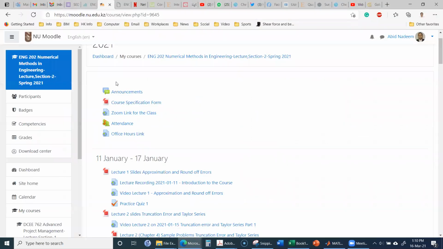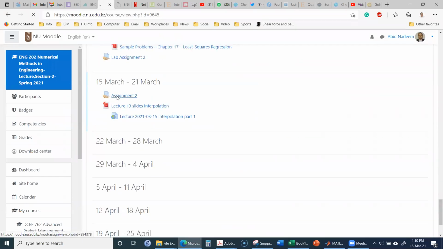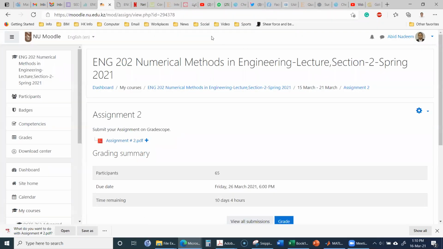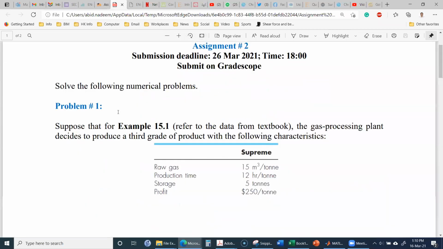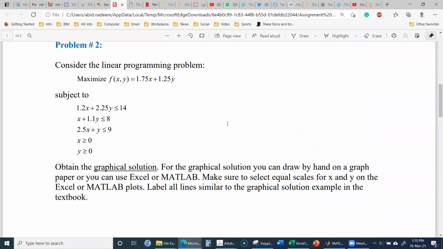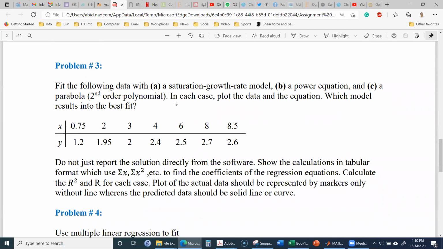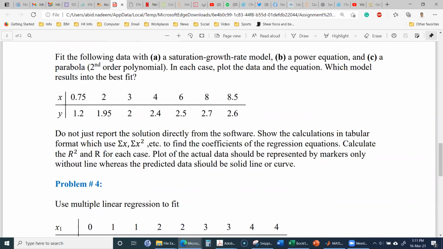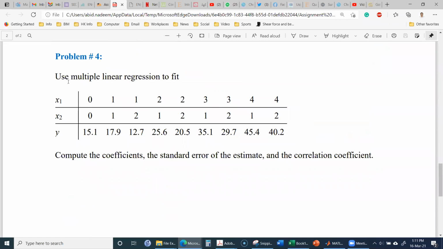Okay, so in your numeric assignment number two. Yeah, so this is the assignment number two. The first question is about linear programming. You have to show it with the simplex method, which means the manual method. The second problem is also linear programming, but you have to provide the graphical solution. You will not use the simplex method. And the third problem is the linear regression. You have to calculate those X, sigma X, these columns, etc., and then provide the answers. In this case, you will also have to provide the solution using multiple linear regression.